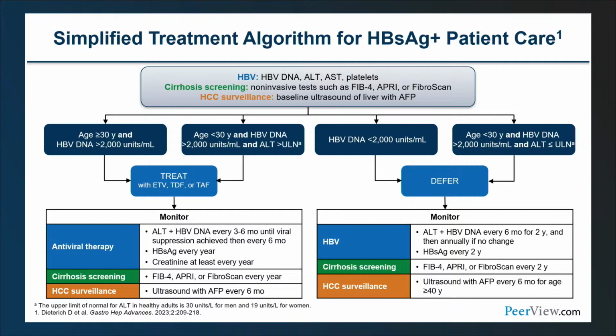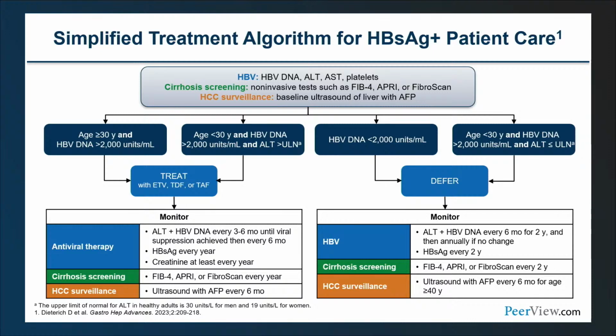We're now defining an old person at a younger time point, which is unfortunate because I'm getting older and older, and now I'm really old based on guidelines. But if you're over 30 and you have a hep B DNA greater than 2,000, irrespective of ALT, you should be considered for treatment. And if you're less than 30 and you have an abnormal ALT, you should be considered for treatment.